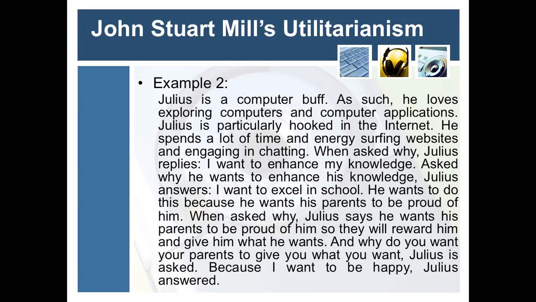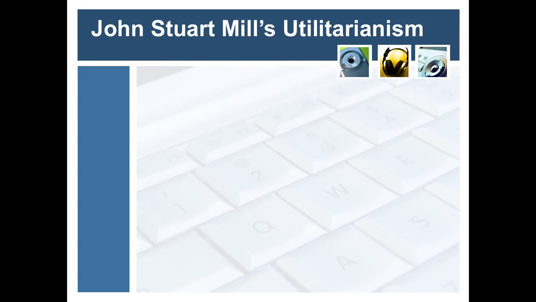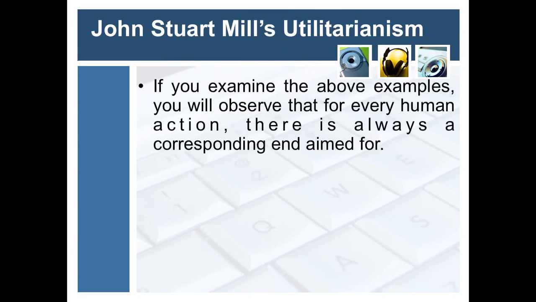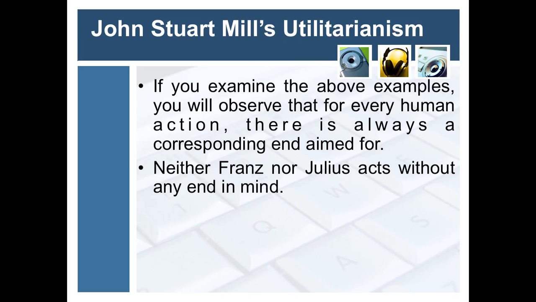When asked why, Julius says he wants his parents to be proud of him so they will reward him and give him what he wants. And why do you want your parents to give you what you want? Julius is asked. Because I want to be happy, Julius answered. If we try to examine the above examples, we will observe that for every human action, there is always a corresponding end aimed for. Neither Franz nor Julius acts without any end in mind.